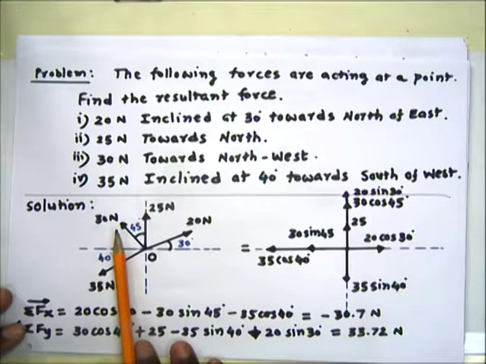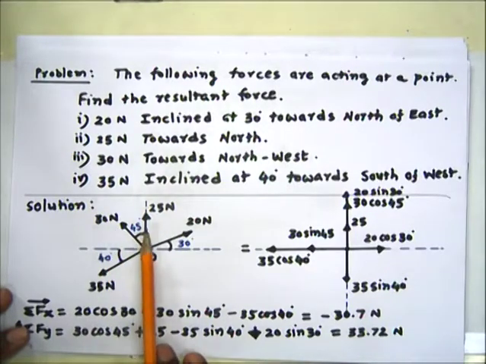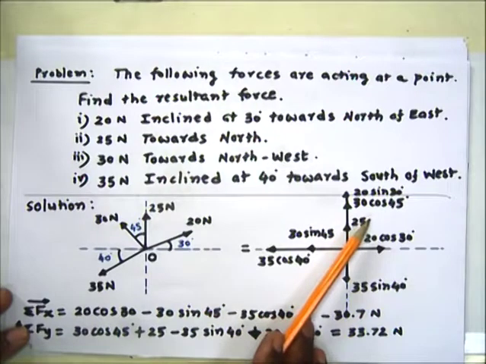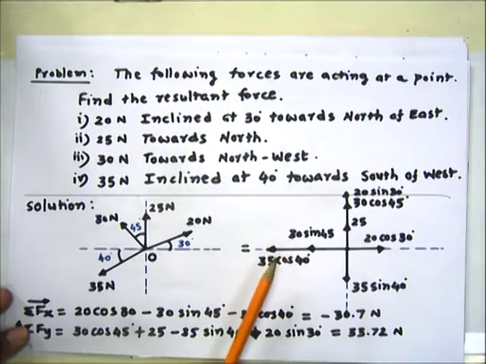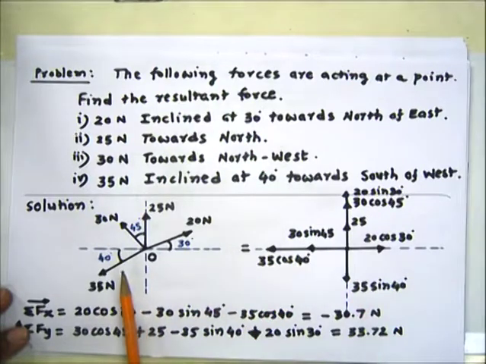Here this is the 30 Newton force, which is making angle 45 degree with the y-axis, so its y component will be cos, which is written here 30 cos 45, and its x component will be 30 sin 45. Then the component of this force along x and y, with the angle given with the x-axis, will be 35 cos 40 and along y it will be 35 sin 40.